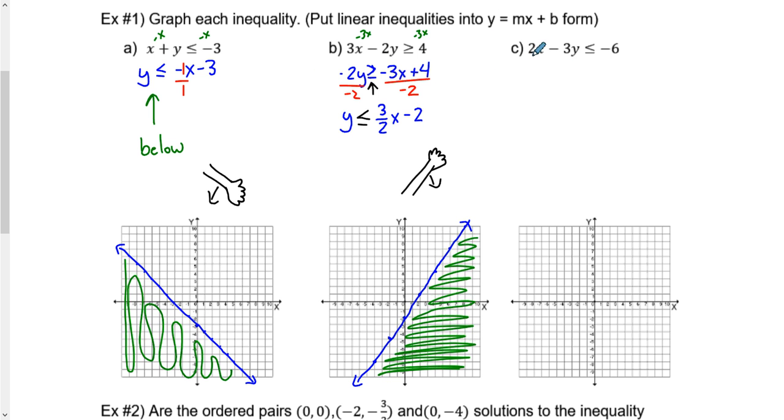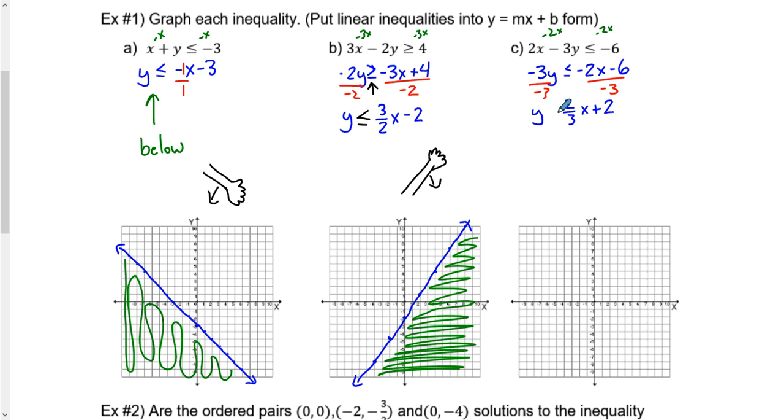And last question. Well, first thing we'll do is move that 2x over. So we're going to have a negative 3y being less than or equal to negative 2x, subtract 6, divide by the negative 3. But dividing by that negative 3 means we're going to divide everything by that negative 3. Negative 2 divided by negative 3 would be a positive 2/3 x. So negative 6 divided by negative 3 is a positive 2.